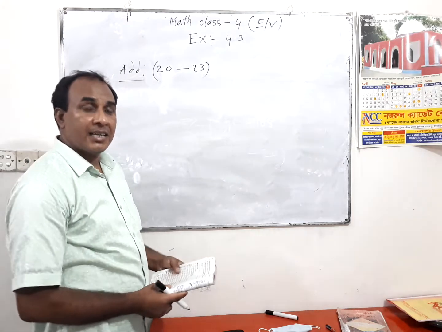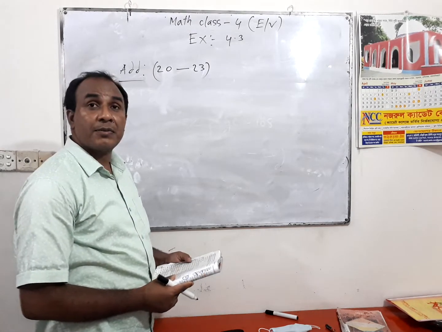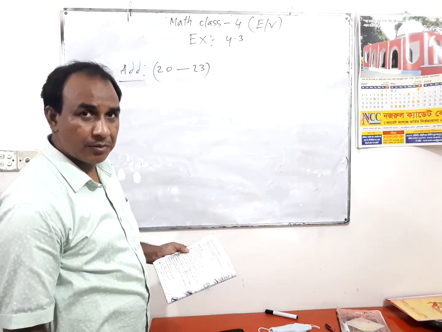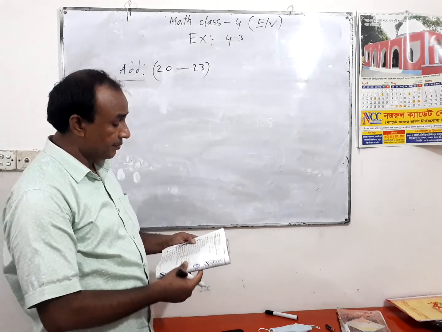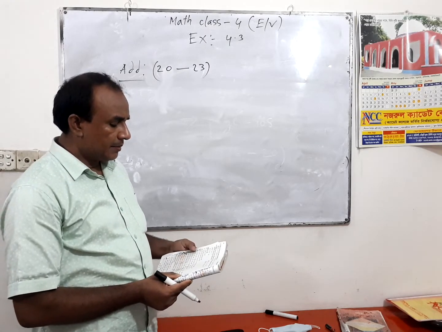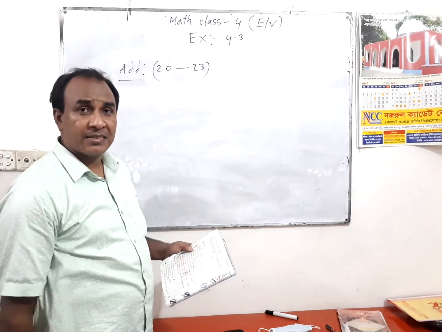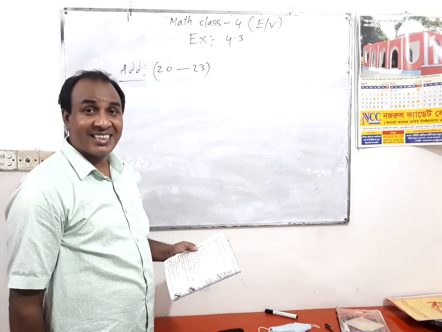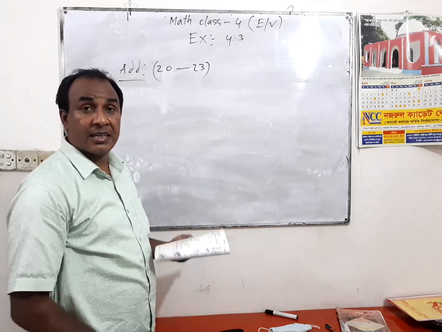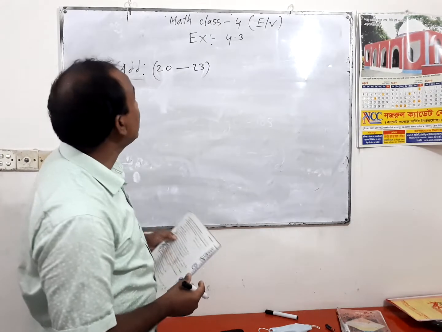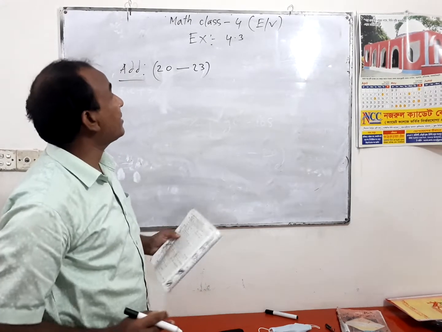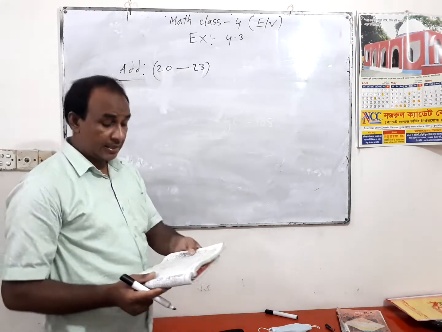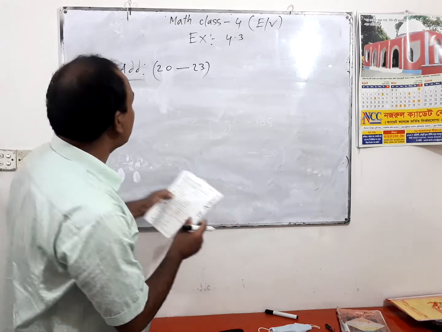Students, last class we finished questions 16 to 19. Today's homework was 16 to 20. So what happened? Today I am going to start from question 20. Questions 20, 22, 23, class number 4 for the English version, exercise number 4.3. This is number 20.